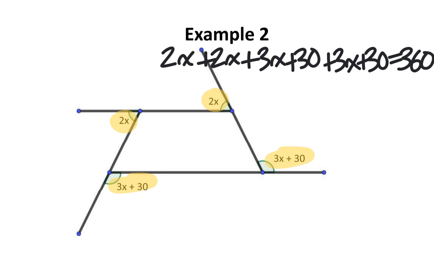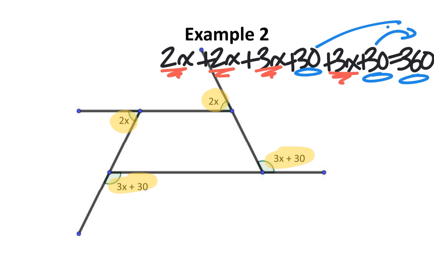At this point, you want to identify like terms. 2x, 2x, 3x, 3x are all like terms, while 30, 30, and 360 are like terms as well. I'm going to be moving this 30 to the other side of the equation, as well as that 30. When I bring them to the other side of the equation, they are no longer positive and they become negative.